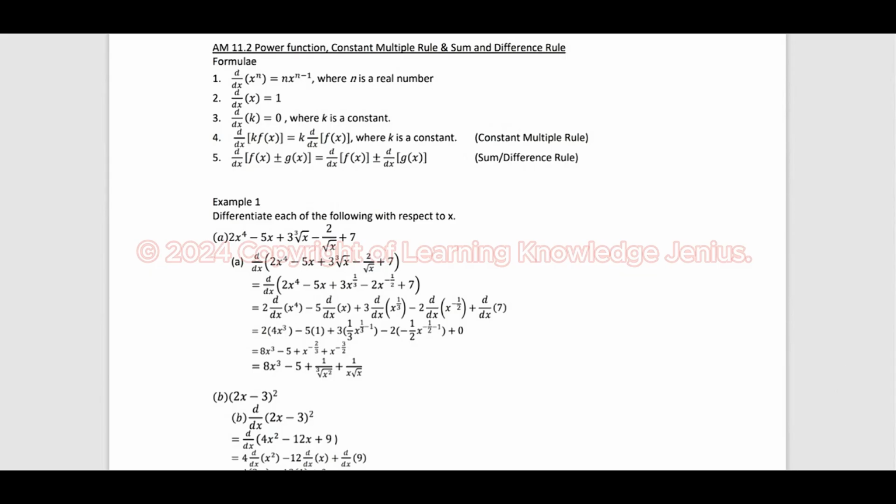So here I would like to teach you about some basic formulas of differentiation. There are 5 formulas here. I would like to introduce them to you.